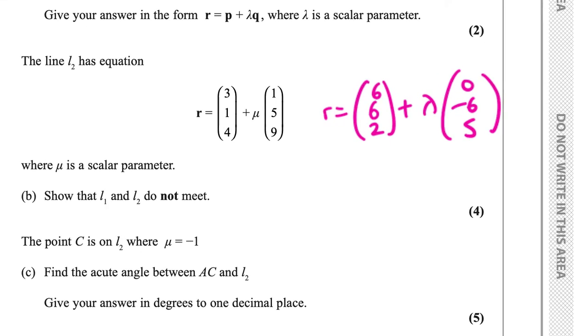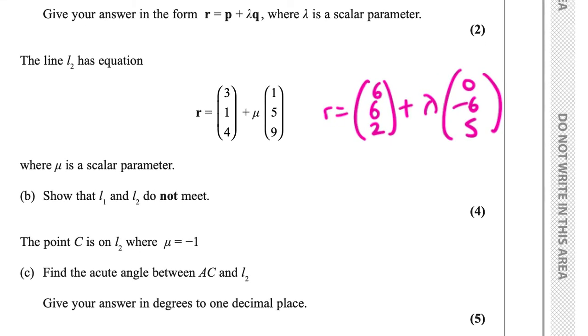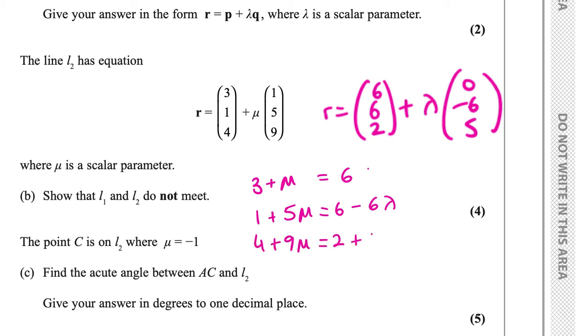So if we have to show that they do not intersect, this is fantastic. We're going to equate them. So we're going to have 3 plus mu equals 6. Then 1 plus 5 mu equals 6 minus 6 lambda. And then 4 plus 9 mu equals 2 plus 5 lambda. For those of you who still don't know where I've got this from, 3 plus mu equals 6 plus 0 lambda. 1 plus 5 mu is 6 minus 6 lambda.